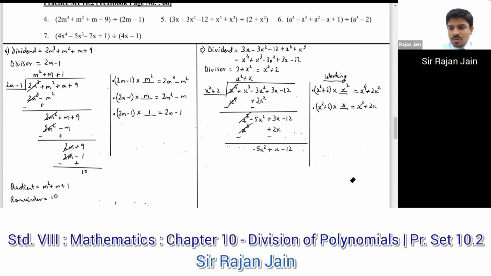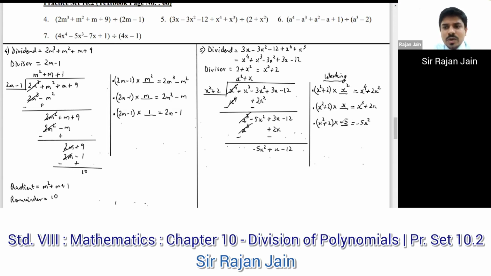Okay. Now you go to the next step in your working. So in the working, now I take x square plus 2. You need to multiply this by something in order to get the first term of your dividend, which is minus 5x square. So I write minus 5x square over here. Okay, x square into what will give you minus 5x square? Very obvious, x square into minus 5. In the variable there should be no change.